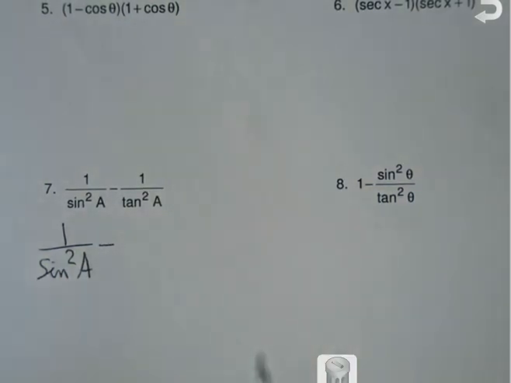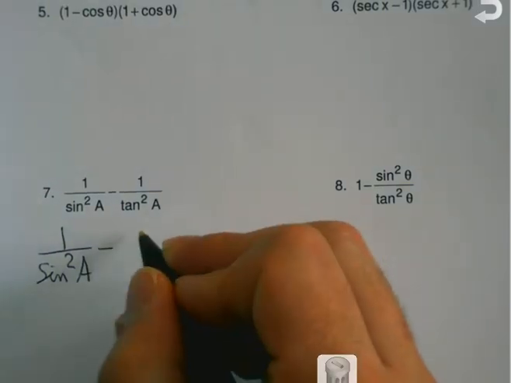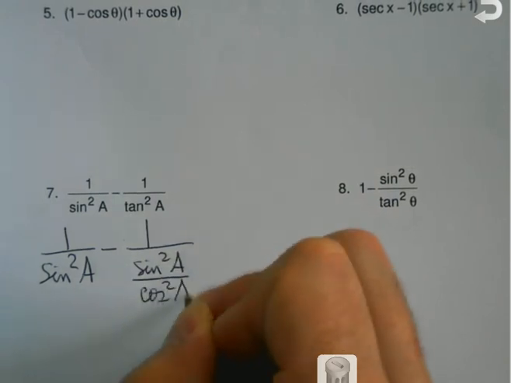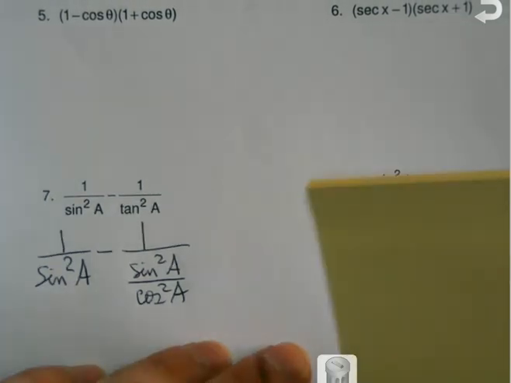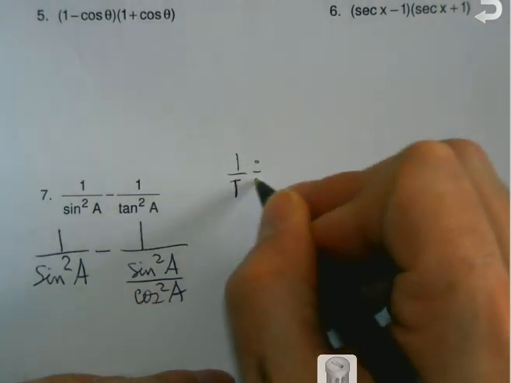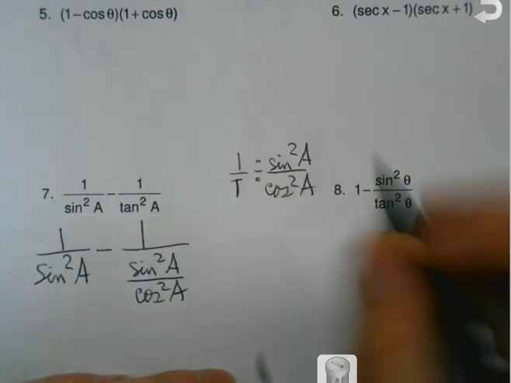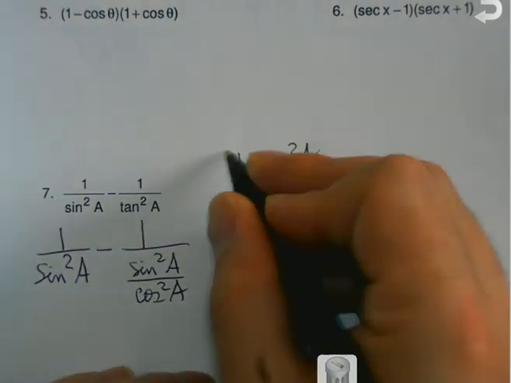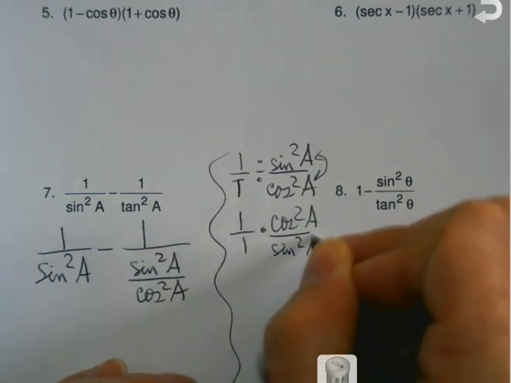Tangent. You're like, tangent. Just a second here. Tangent squared is sine squared over cosine squared. Okay. Sine squared over cosine squared. Ew. I don't like this. It's a fraction over a fraction. But again, let's think about it for a minute. 1 over 1 divided by sine squared over cosine squared. When we divide by fractions, we flip them. So this is cosine squared over sine squared.